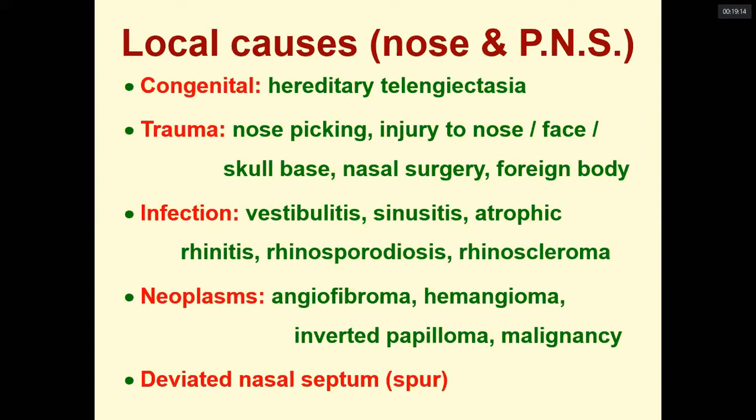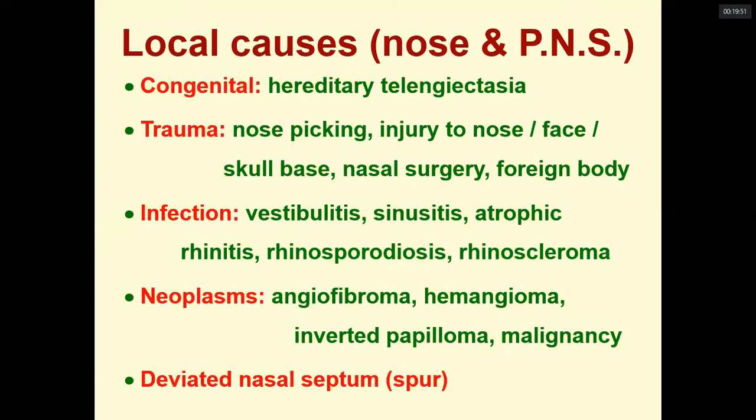So any condition occurring in the nasal cavity can cause the bleeding. It can be congenital, like in hereditary telangiectasia. It can be trauma, very commonly. Trauma can be any accident, any fall, any injury to the face, or even something as minuscule as nose picking. Nose picking is very common in our part of the world. The children pick the nose, the adults pick the nose, everybody picks the nose. Similarly, trauma can be because of nasal surgery or even due to a foreign body.